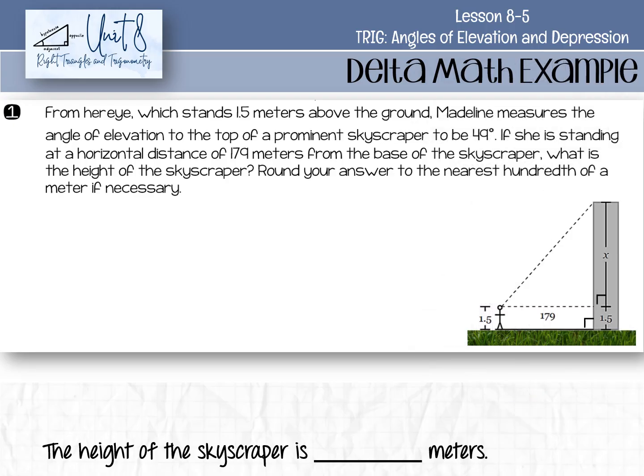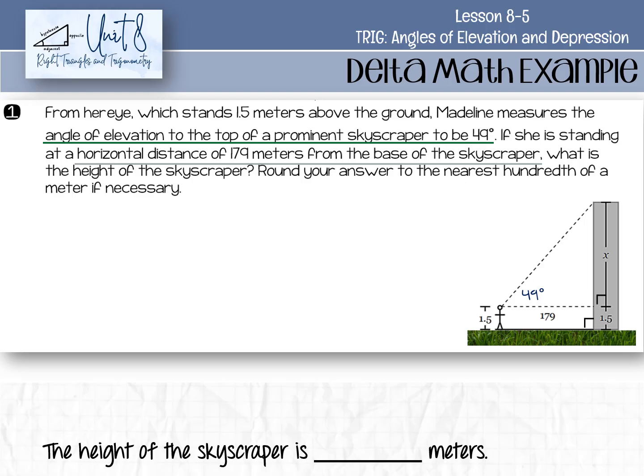Okay, Delta Math example this time. From her eye, the little bald stick figure right there, which shows 1.5 meters above the ground. So her eye is 1.5 meters above the ground. Madeline measures the angle of elevation to the top of the prominent skyscraper. Good thing she had a protractor with her. That is 49 degrees. Let's stick it in there. If she's standing at a horizontal distance of 179 meters, the 179 is marked, it's meters.